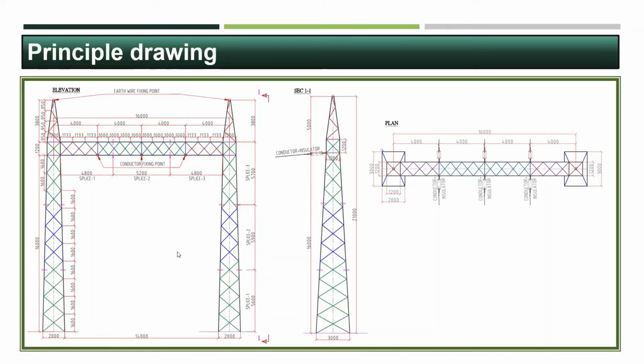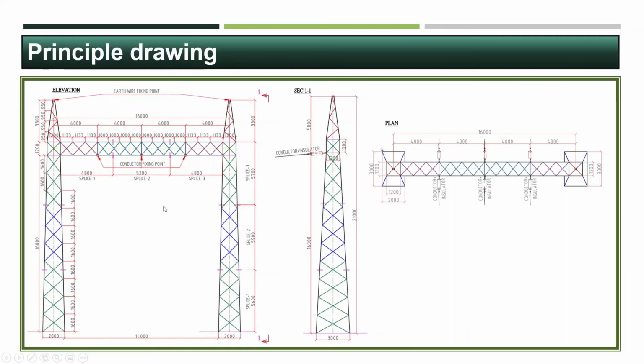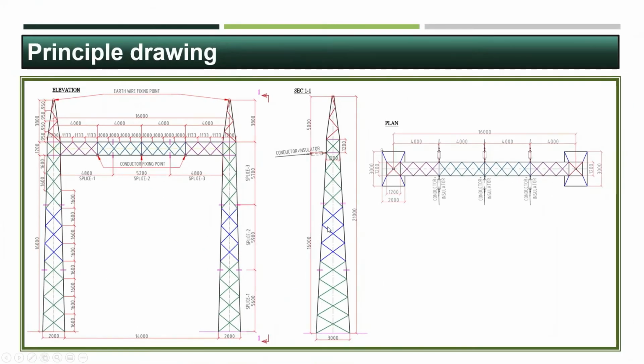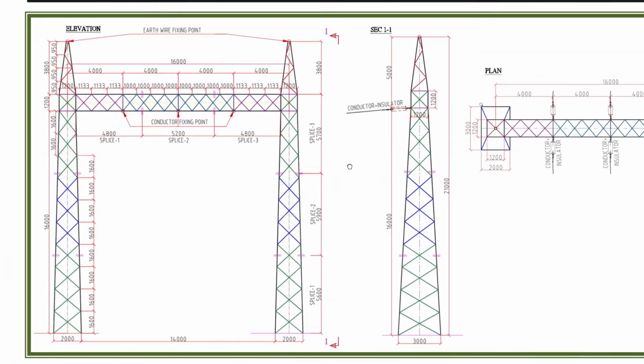So this is a principal drawing which we are going to model in Robot Structural Analysis. You can see a tower model and girder. Along with this girder, the tower total height is 21 meter. From the base to conductor and insulator fixing height is 16 meter. Above that it is 5 meter. So totally it is 21 meter.